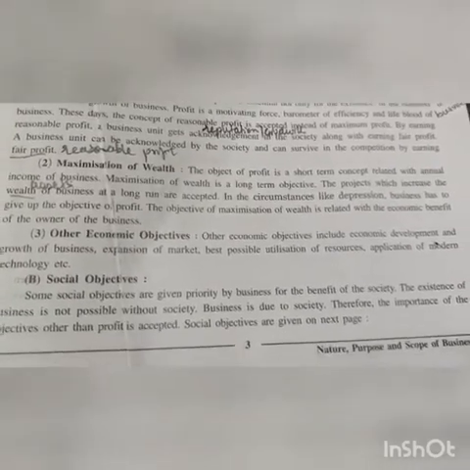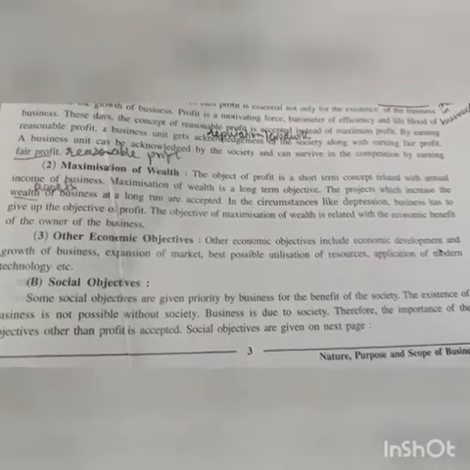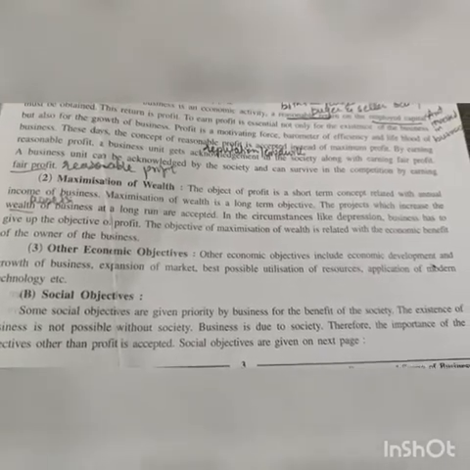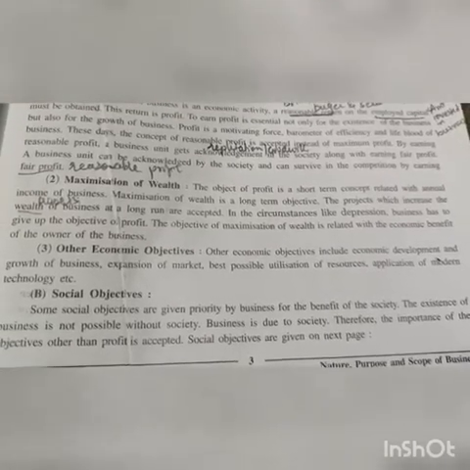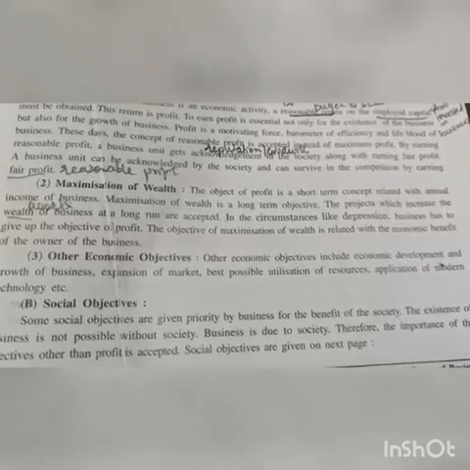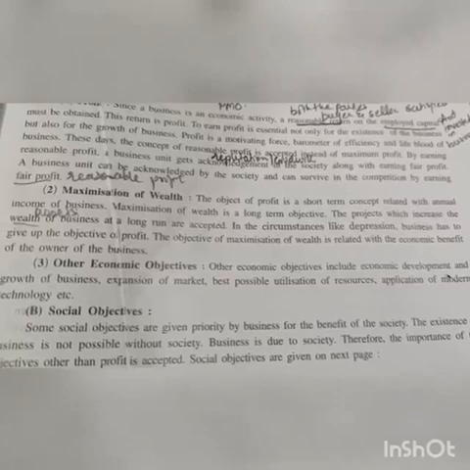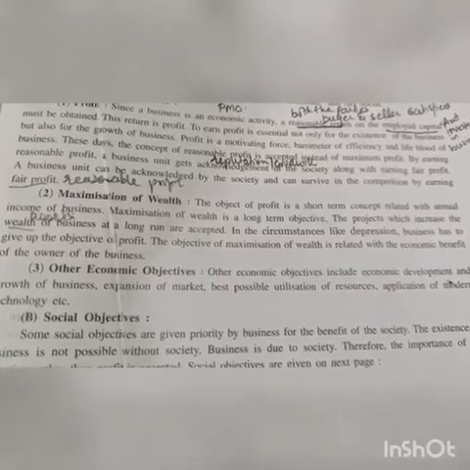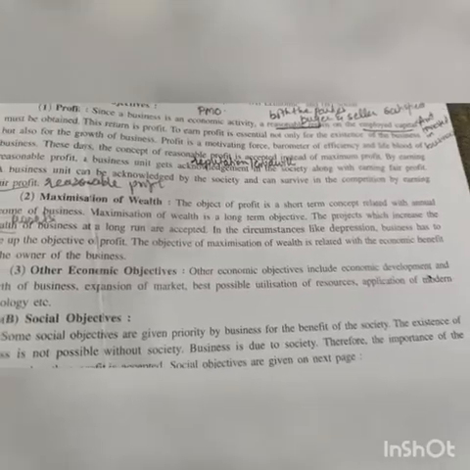Clear? Now the third point, other economic objective. Other economic objective includes economic development and growth of the business. Here they are talking about the development and growth of business, that is, expansion of market. Best possible utilization of resources, that is, whatever you have, you are using it in such a way that you can receive the best possible outcomes out of that.